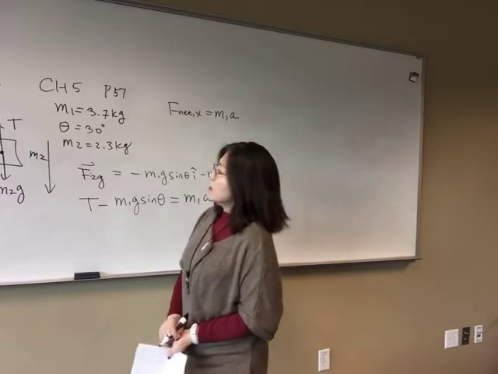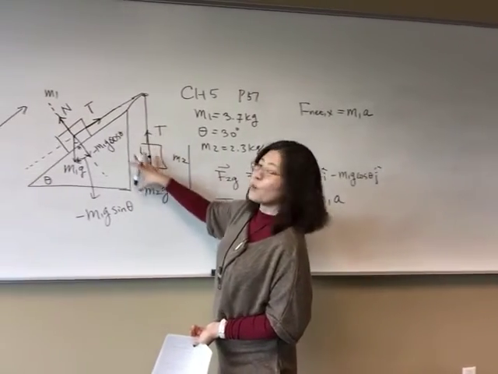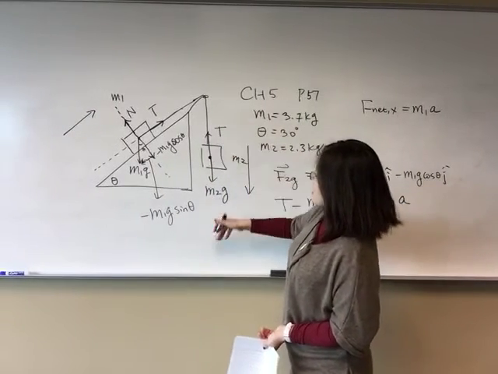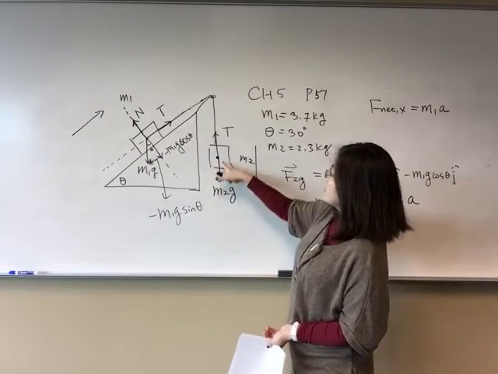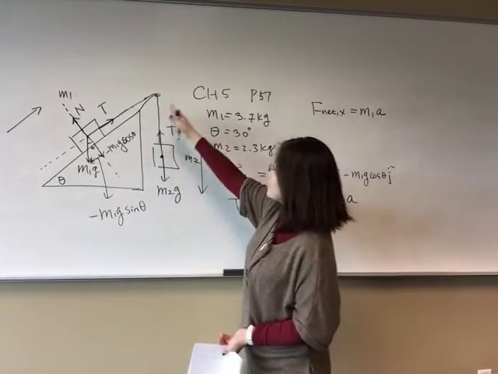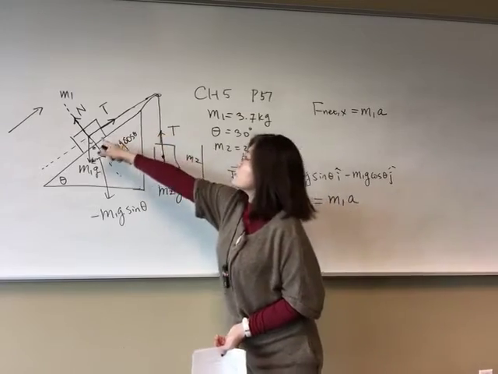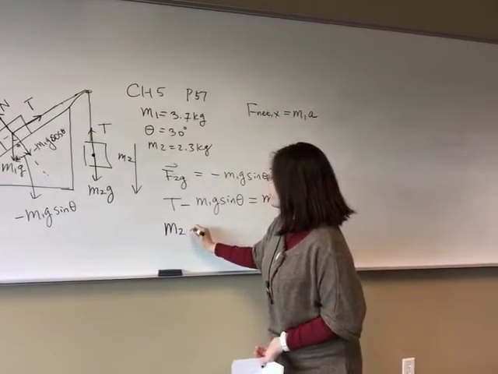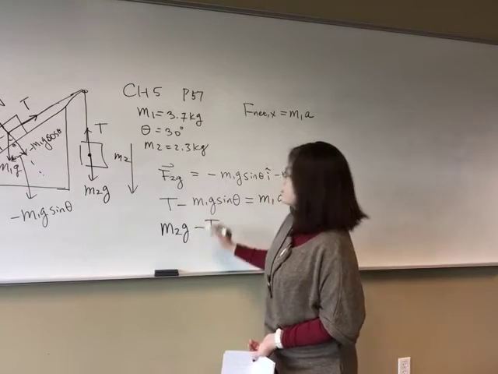The additional information will come from the second block. Let's look at this second block. In this direction, you have the M2g that's downward and the tension that's upward, so you can set up an equation. And because the whole thing is continuous motion, if this is moving up, then this is moving down. So you can use M2g minus tension, right?